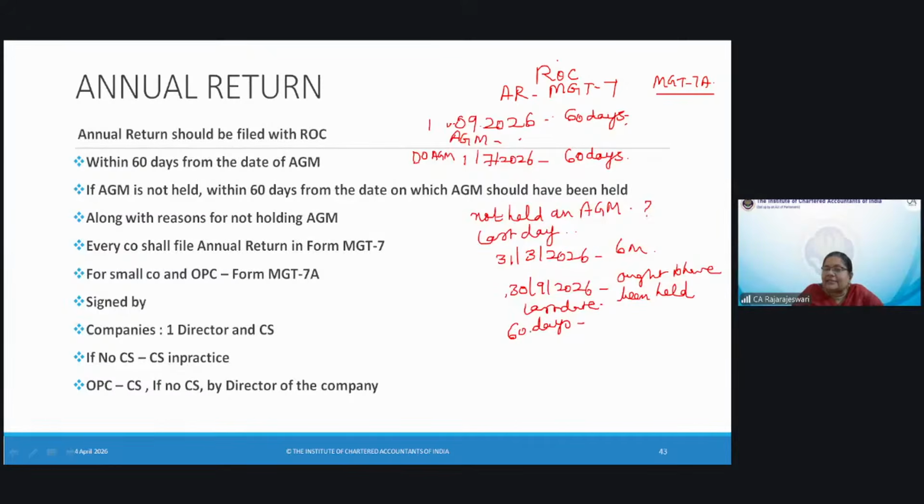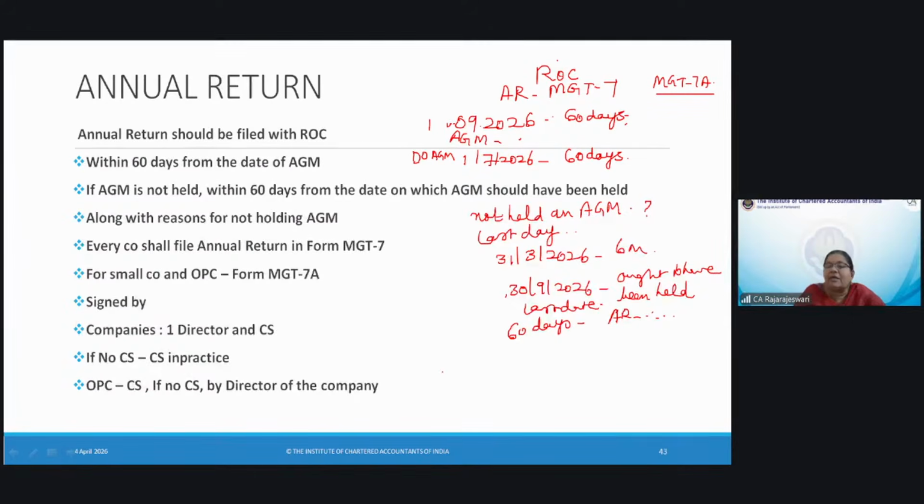From that day, the company has to calculate 60 days, and it is a mandatory compliance. This annual return has to be filed with the jurisdictional registrar, depending on the state in which the company is incorporated or where the registered office is. So we will see quickly, and it should be signed. Who has to sign it?